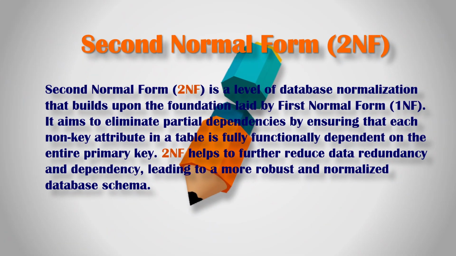Second normal form, 2NF, is a level of database normalization that builds upon the foundation laid by first normal form, 1NF. It aims to eliminate partial dependencies by ensuring that each non-key attribute in a table is fully functionally dependent on the entire primary key. 2NF helps to further reduce data redundancy and dependency, leading to a more robust and normalized database schema.